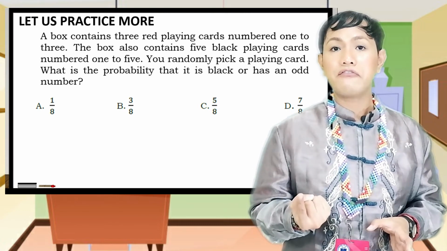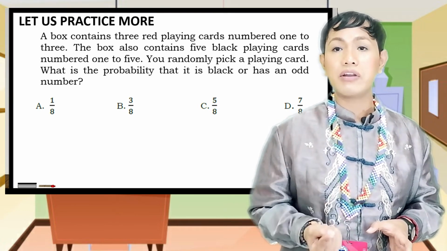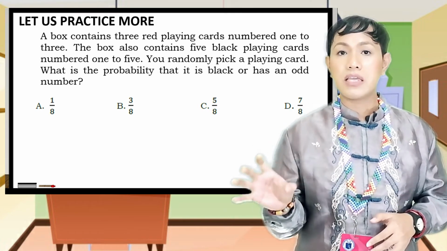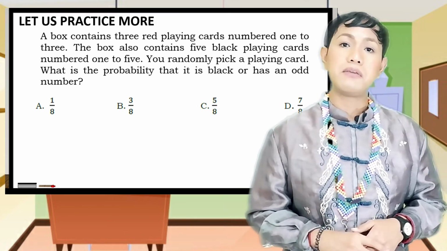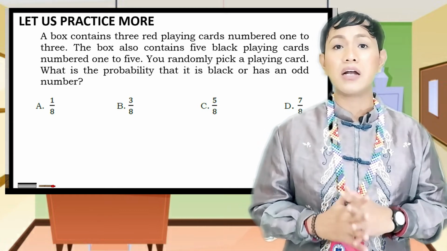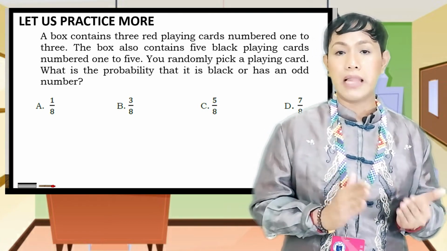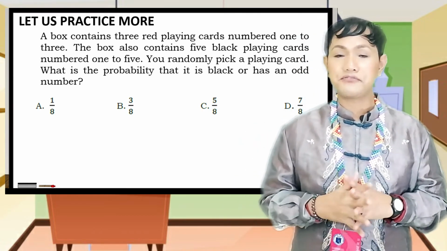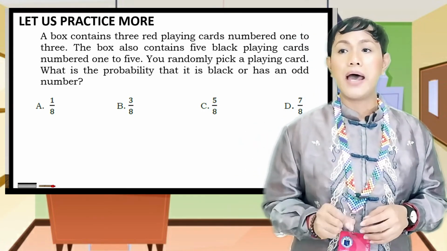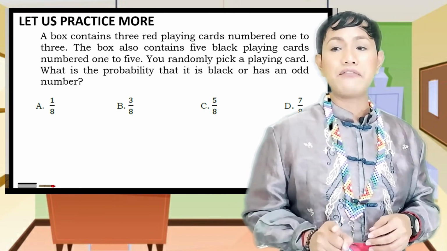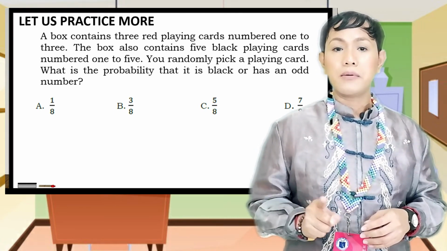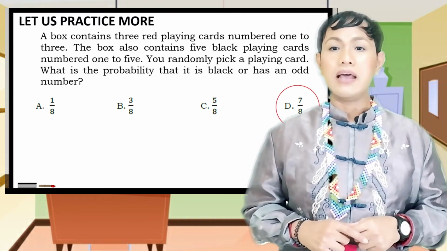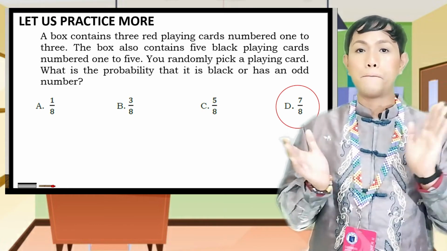Numbers 1, 3 for red and numbers 1, 3, and 5 for black. And of course, minus 3 over 8, all of which can be found in the black because these are the odd numbers found in the black ones, 1, 3, and 5. So 5 plus 5 gives us 10, minus 3, which is equal to 7. Therefore, the answer to this problem is 7 over 8. Letter D. Brilliant.